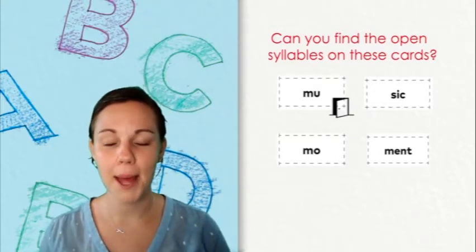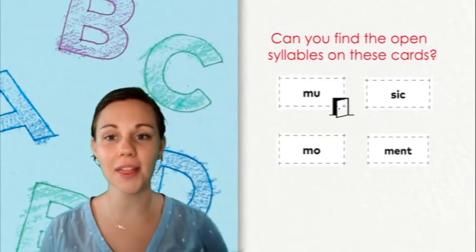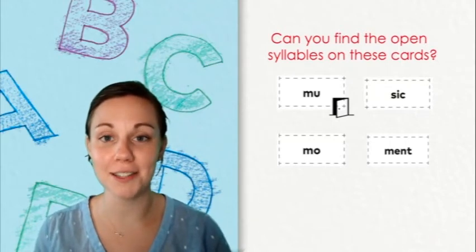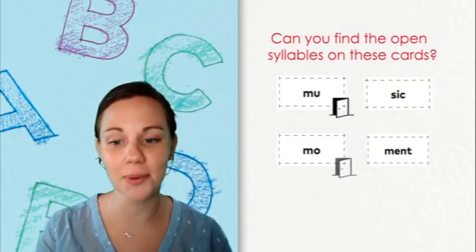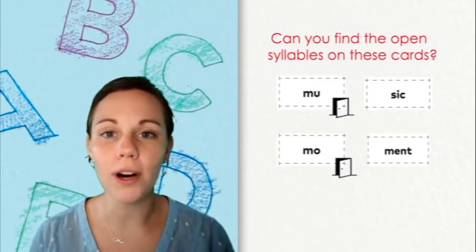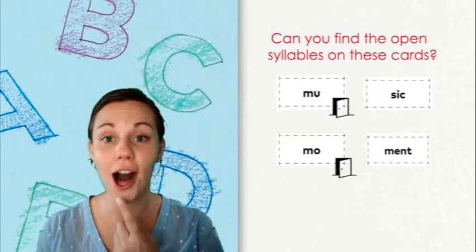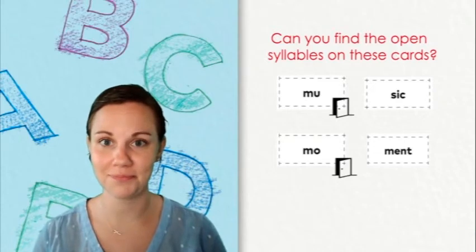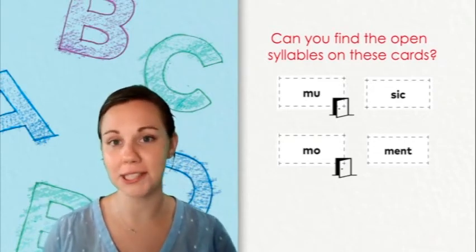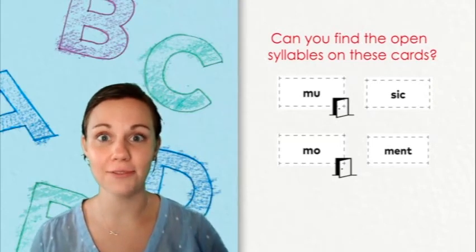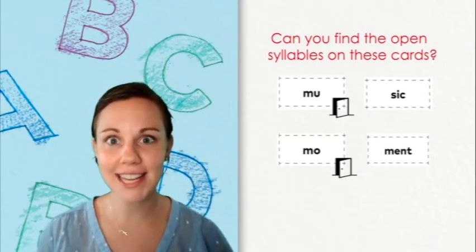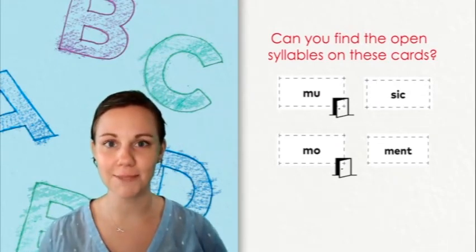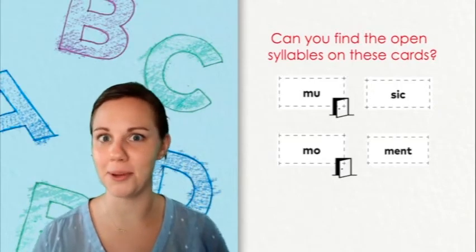There's our first one, mew. I know that it makes a long U sound because it's an open syllable. Here's our second open syllable. It's mow. Again, I hear that long vowel sound. There are no consonants closing it in. When we look back at these 4-syllable cards, we can see that we have our 2 words, music and moment. Great job breaking apart these words and finding those open and closed syllables.